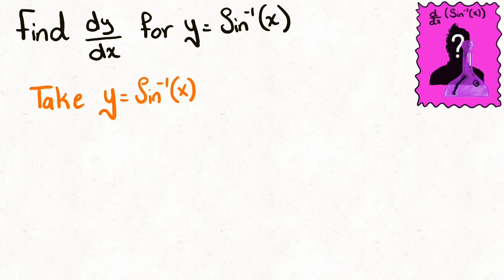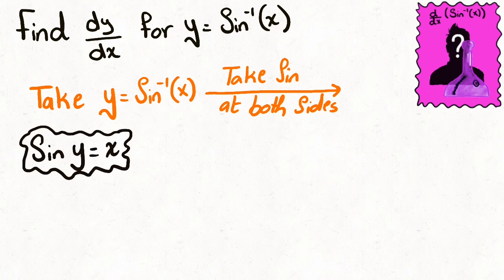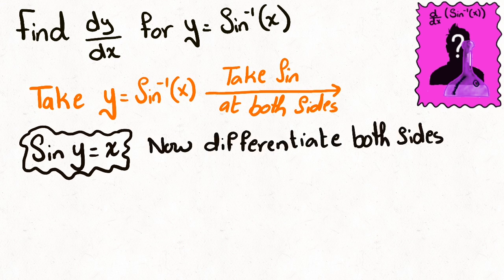Because we are dealing with sine inverse x, we will take sine at both sides at the beginning. Thus we will say sine y equals x, and it is sine y equal x over 1. Now we differentiate both sides with respect to x. Thus the first derivative will be cosine y times y prime, implicit differentiation, equal 1.